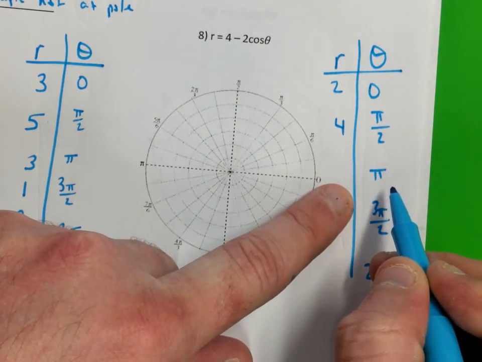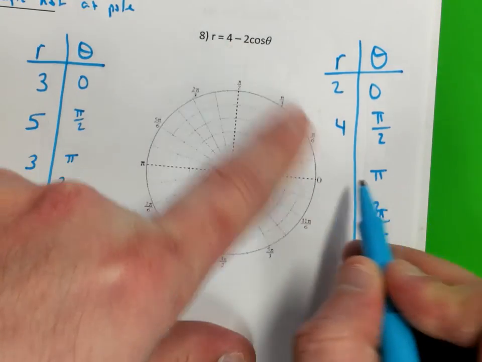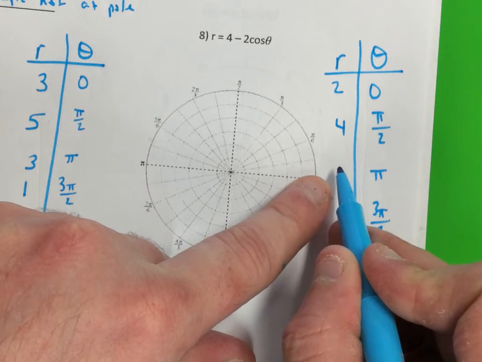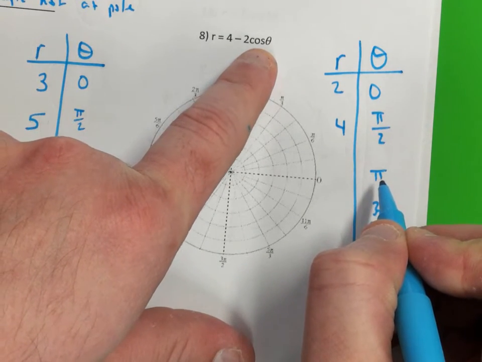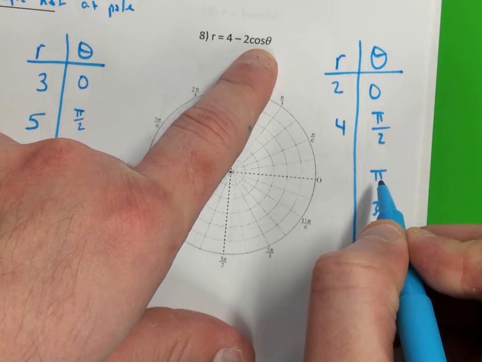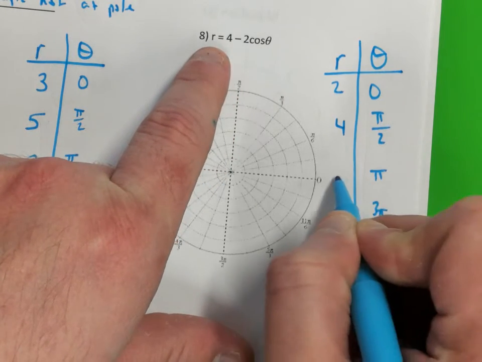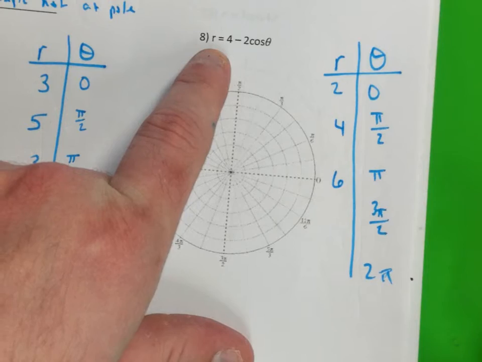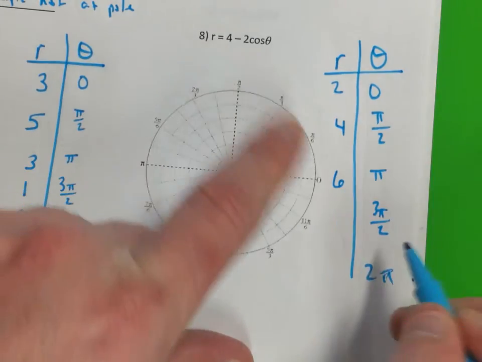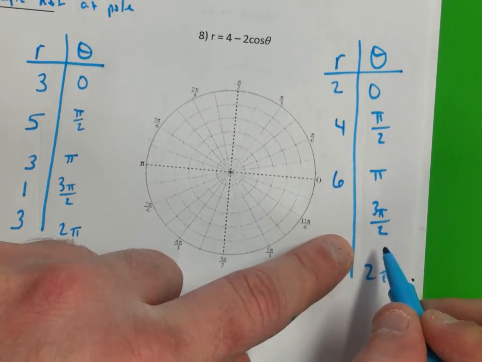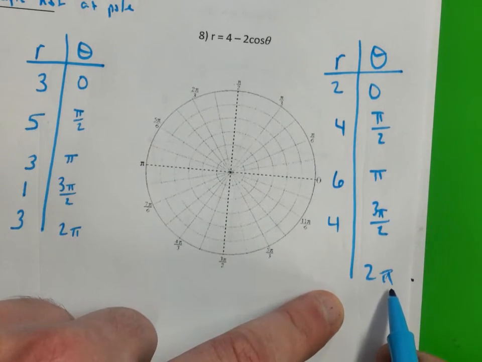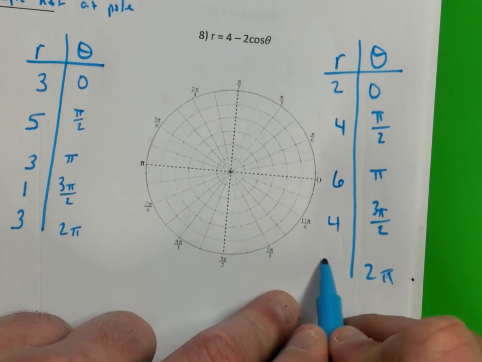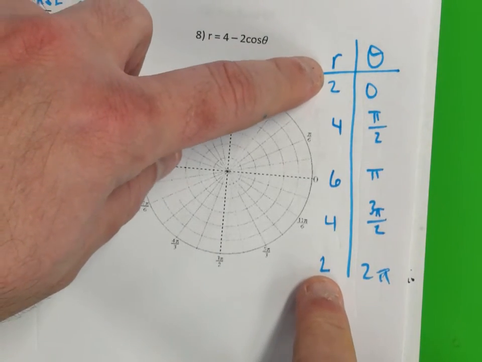Pi. Anthony, what will be pi here, buddy? What will go here for pi? 6. Yes. Cosine of pi is -1. -1 times -2 is +2. +2 and 4 gives me 6. Very good. Mary Catherine, how about 3 pi over 2? Very good. KJ, 2 pi? 2. Very good.